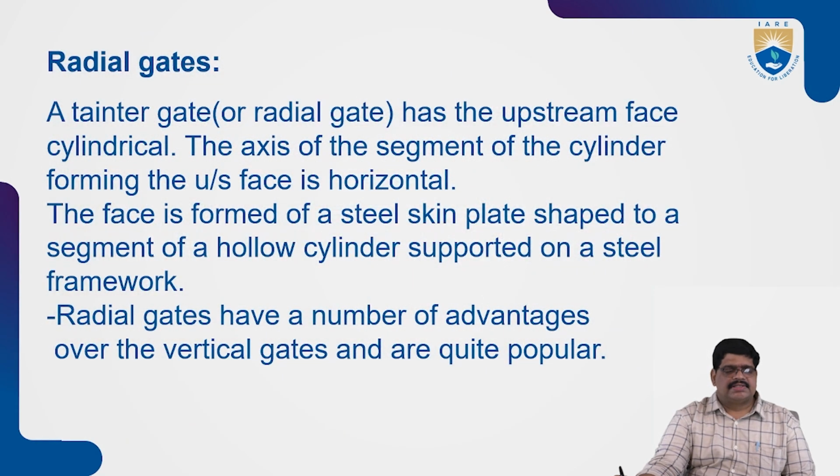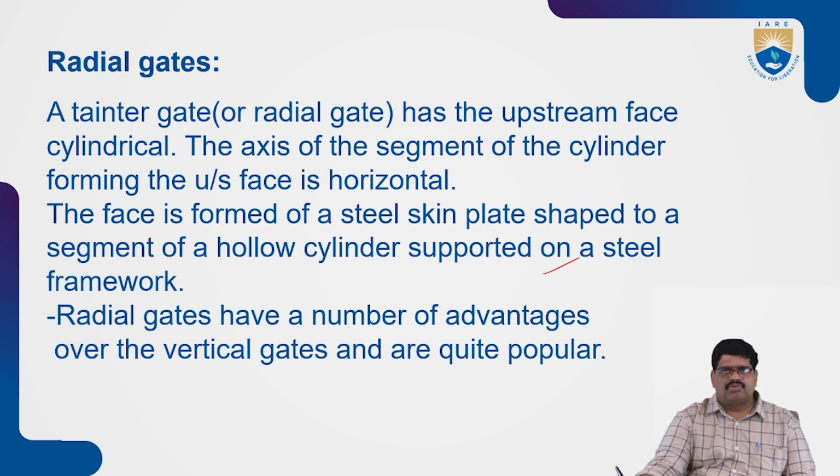Next, radial gates. What is meant by radial gates? A radial gate has a cylindrical upstream face, and its axis is a segment of the cylindrical form. The face is formed by a steel skin plate provided as a segment of a hollow cylinder supported on a steel frame. Let us look at the advantages of radial gates.